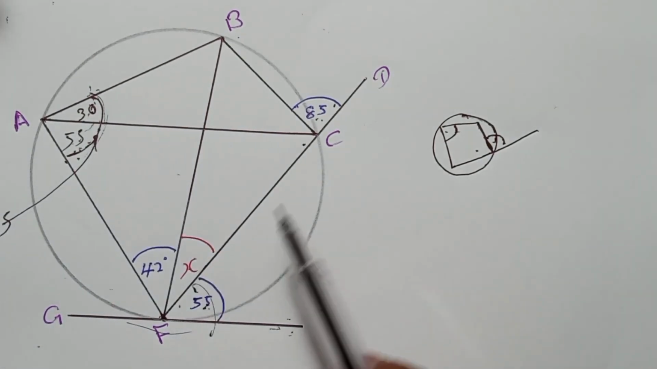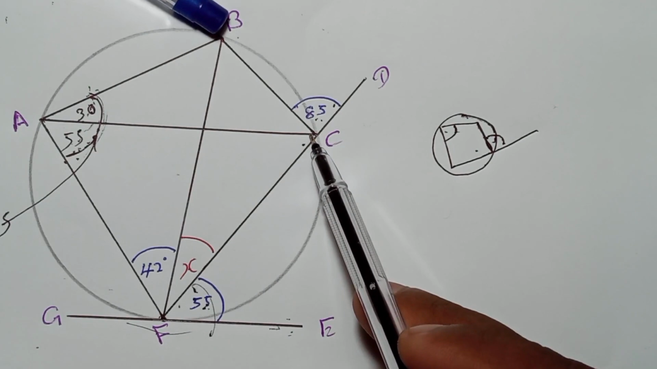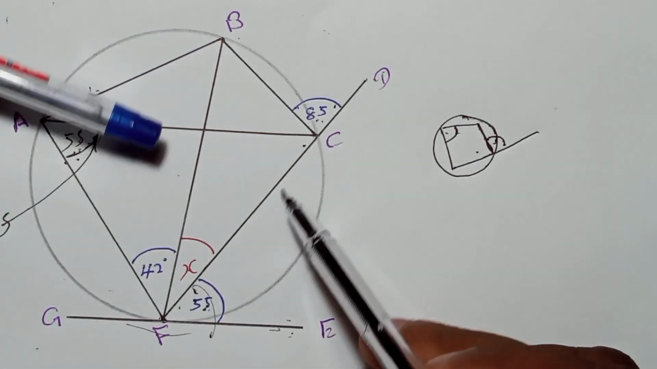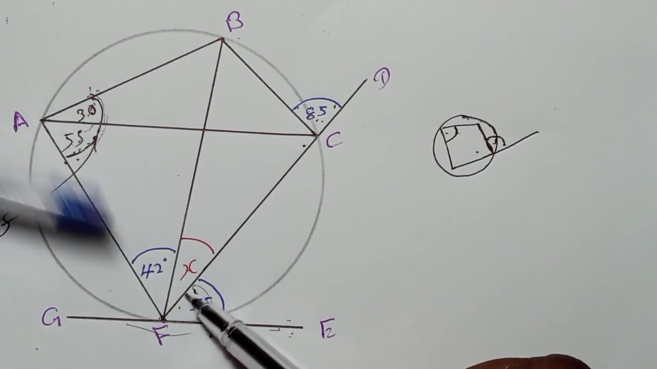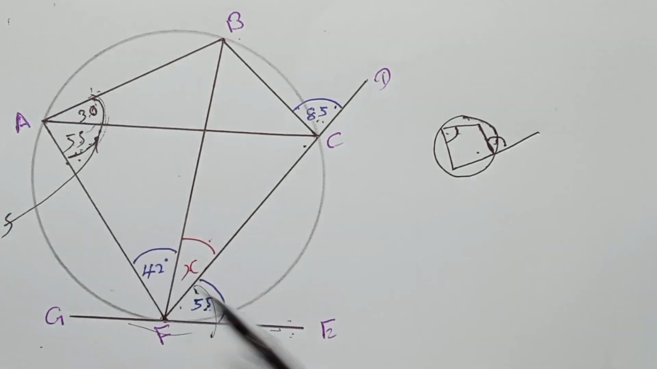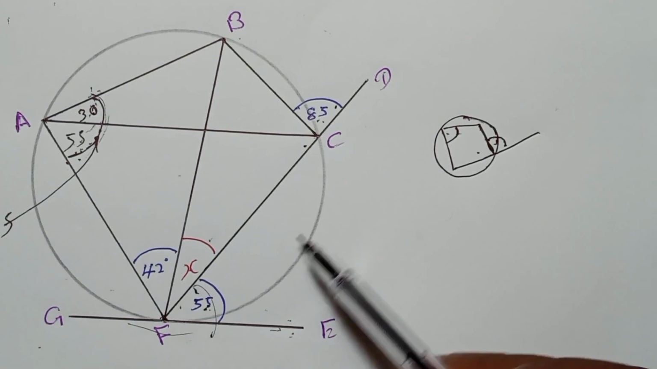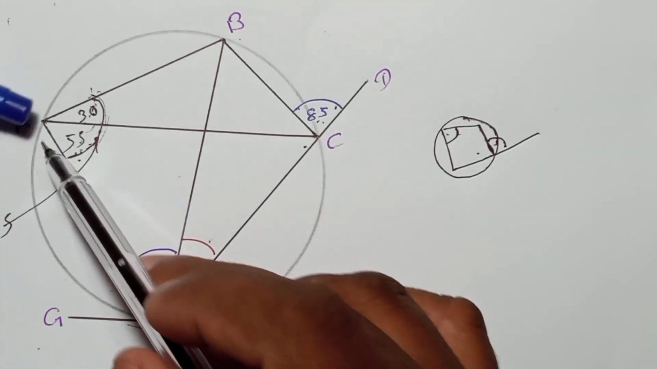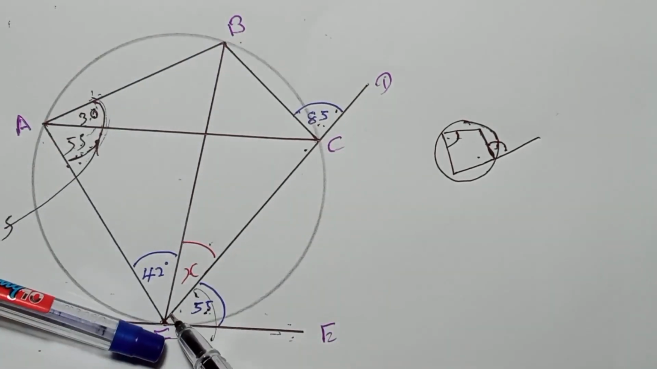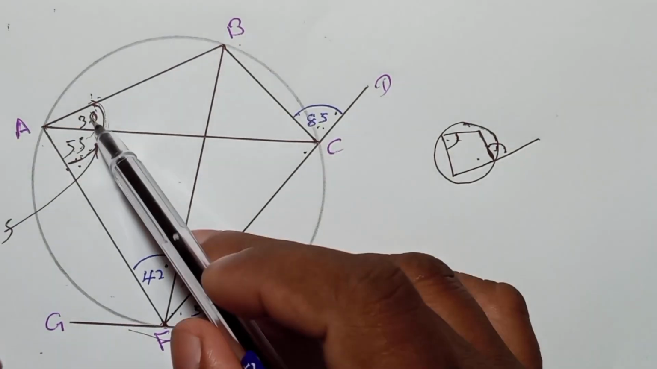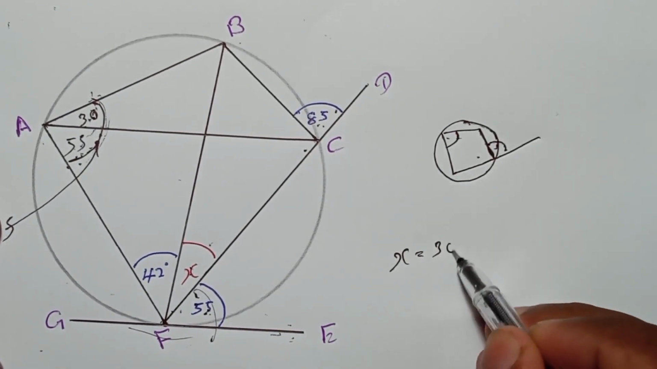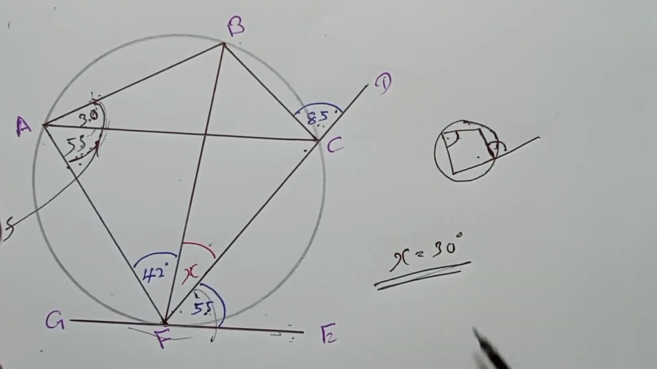How? Look, BC subtends an angle at the circumference, right? So x will be equal to 30 because we normally call it the same segment angle. From BC go to A, from BC go to F here. So this x will be equal to this 30. So you can tell x equals 30, like that. That's the method that came to my mind. Maybe there is some other method also.